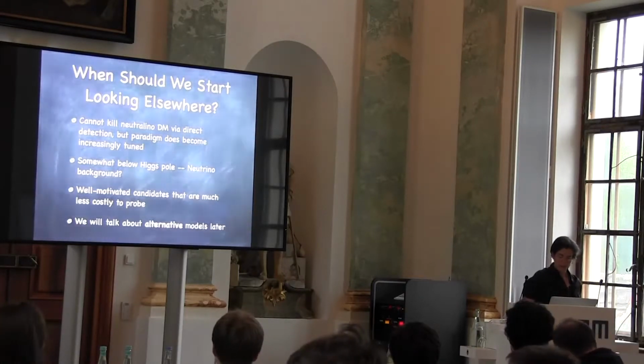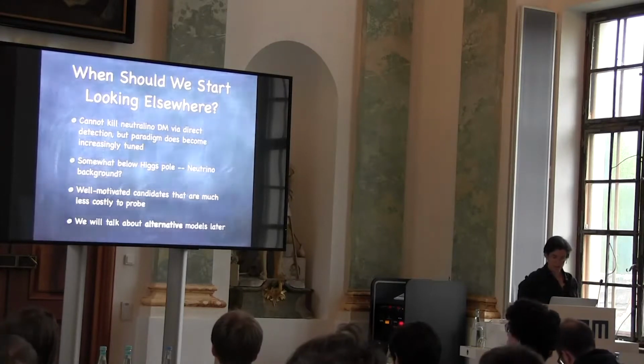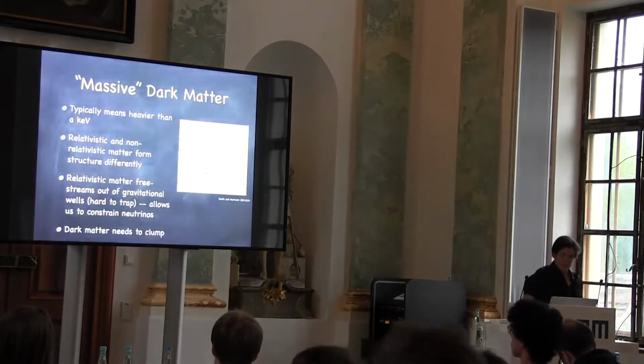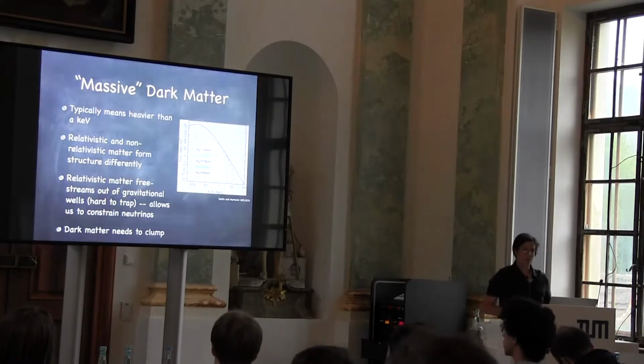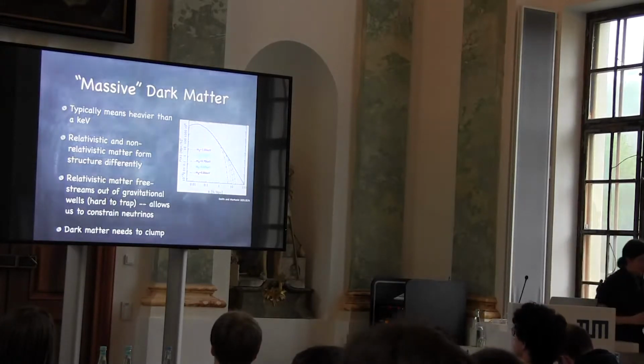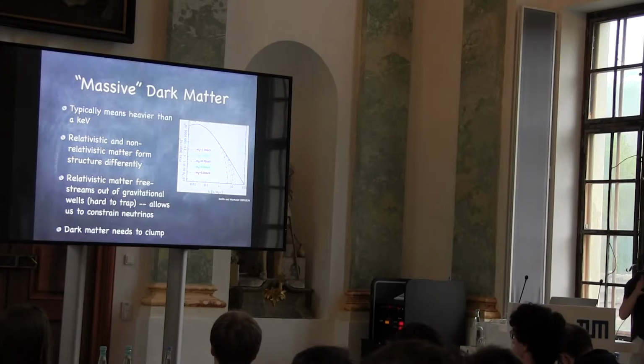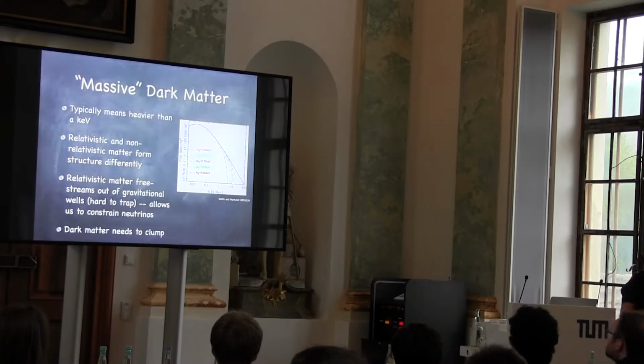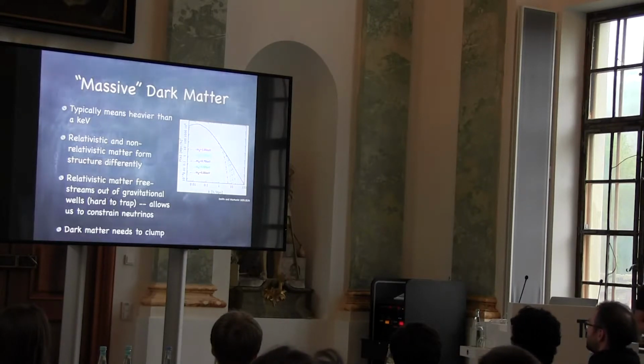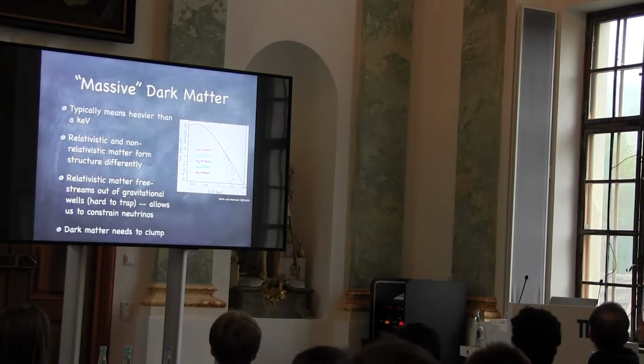The point is that there are well-motivated candidates that are much less costly to probe. Okay. So what do we mean by massive dark matter? When we look at the formation of structure, someone asked me yesterday, or maybe it was during the lecture, why not just make neutrinos dark matter. And the basic reason is that neutrinos don't clump. They're very light. They move quite quickly, and so if you try to put them into a gravitational potential well, they want to run out of it.